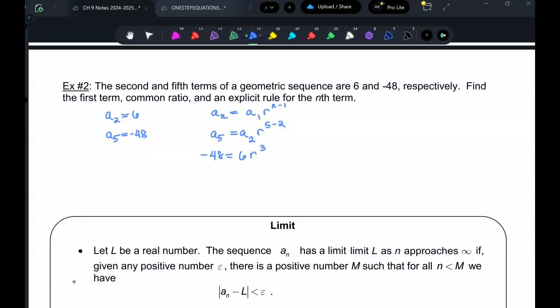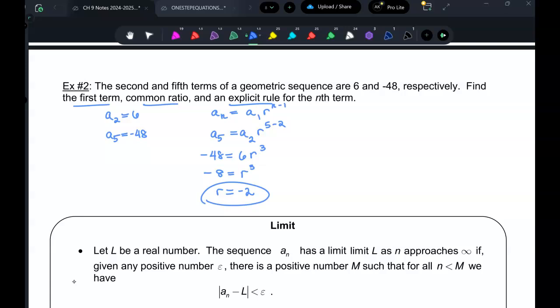48 divided by 6. Come on, you got it. It's negative 8. And then the cube root of negative 8 is negative 2. So we found the common ratio. Now we have to find the first term. Negative 3. Nice job. That was fast.